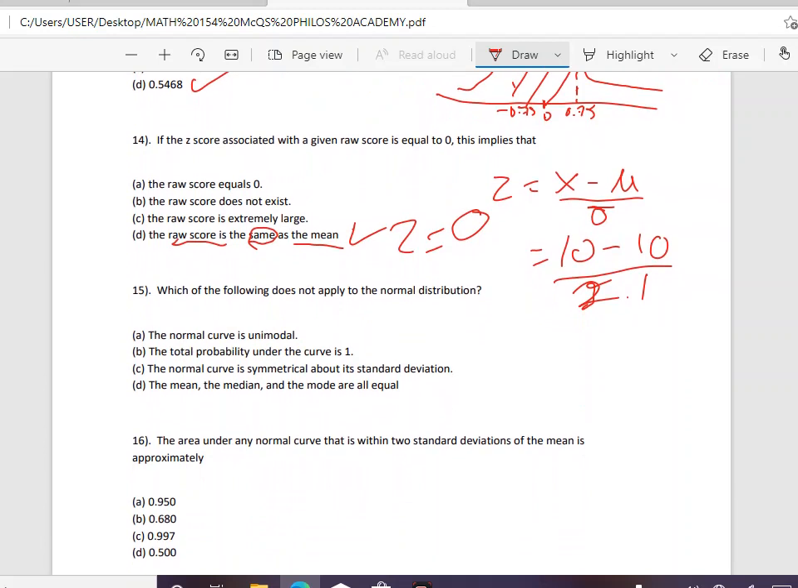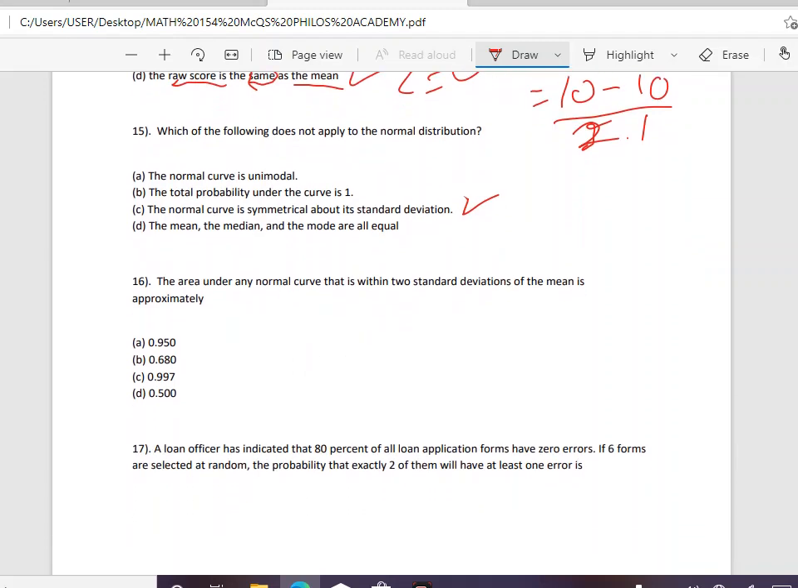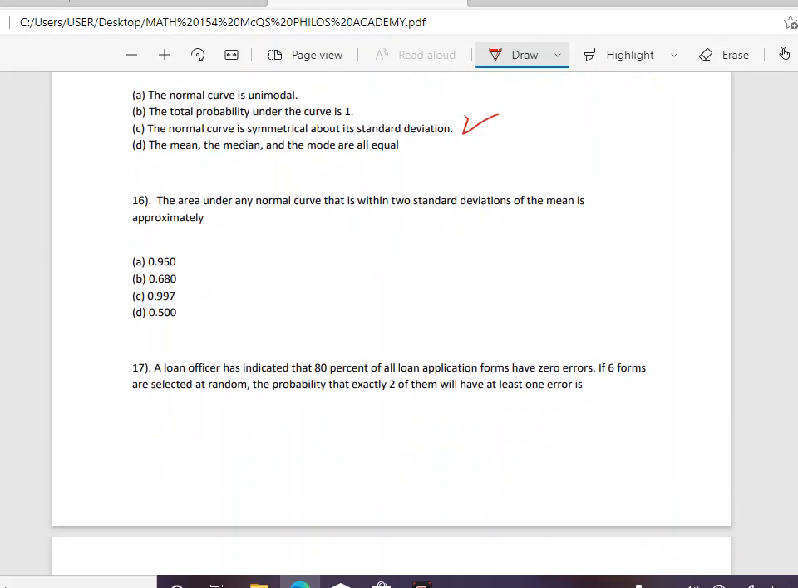Then question 15, which of the following does not apply to the normal distribution? Now, to answer this question properly, you should know the characteristics of a normal distribution. Let's see the possible answers. A, the normal curve is unimodal. Is that true? B, the total probability under the curve is 1. Is that true? C, the normal curve is symmetric about its standard deviation. And D, the mean, median, and mode are all equal. The answer is C. C is the odd one. You can refer to your slides or your book to check the characteristics of the normal distribution.